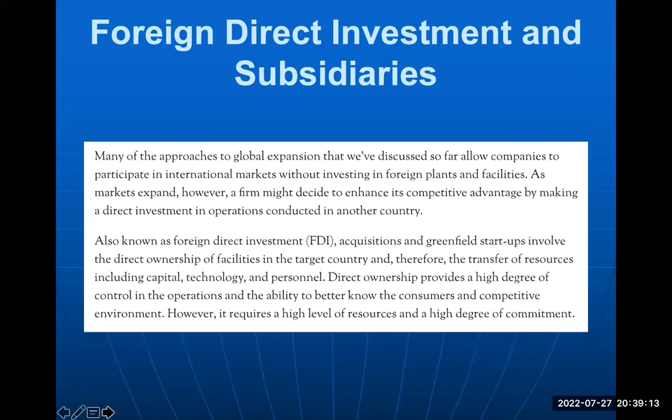I think this is the last one we're going to discuss. Foreign direct investment. Anybody, have you ever heard that term, foreign direct investment? Just read a snippet and tell me what you understand by the term foreign direct investment.